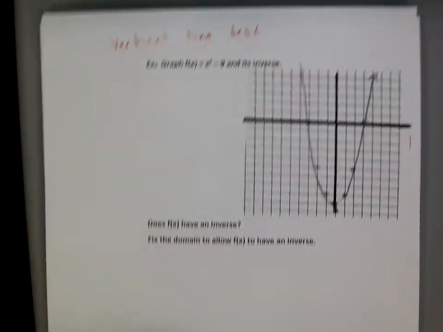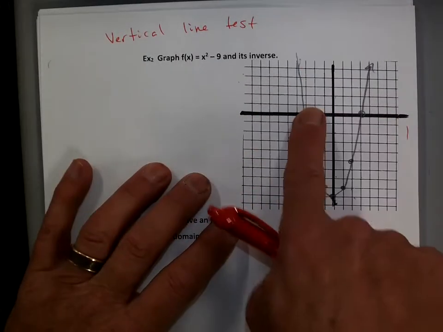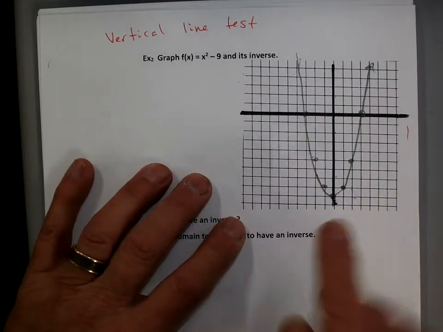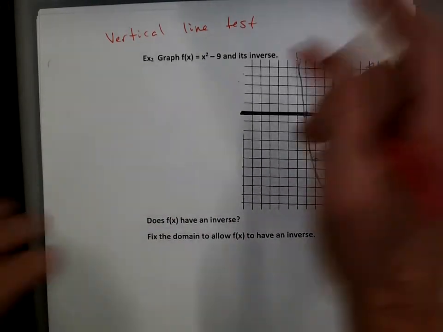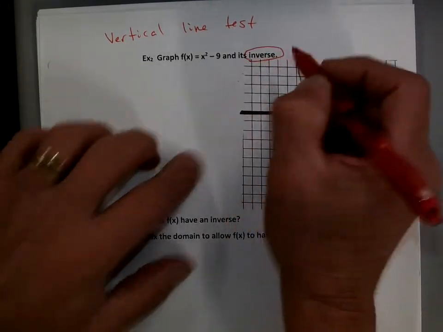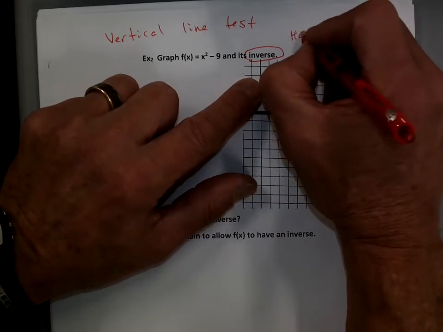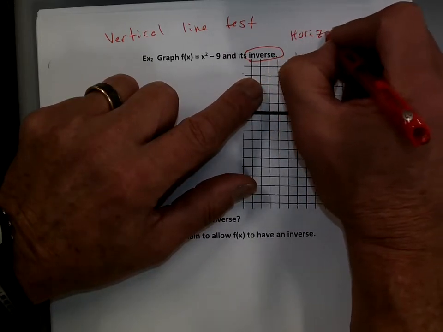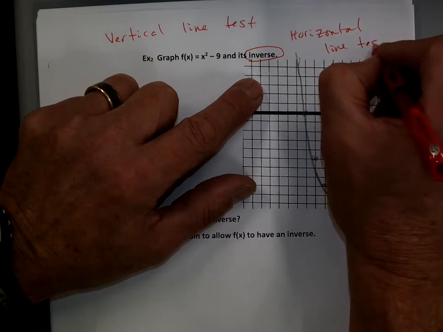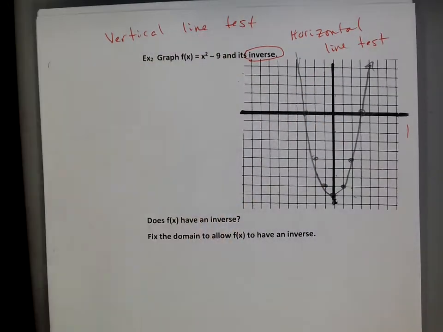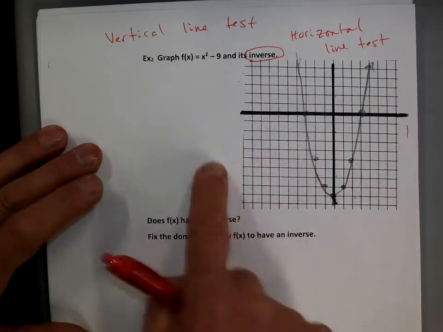So a vertical line test tells me if this is a function. Every x value has one y value. But to be an inverse, it must pass the horizontal line test. That means like this. So that's going to fail.